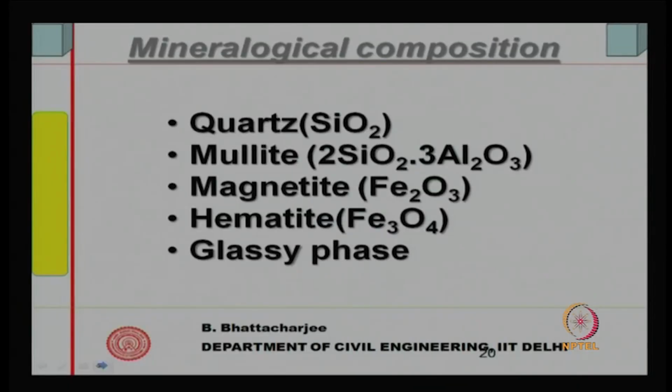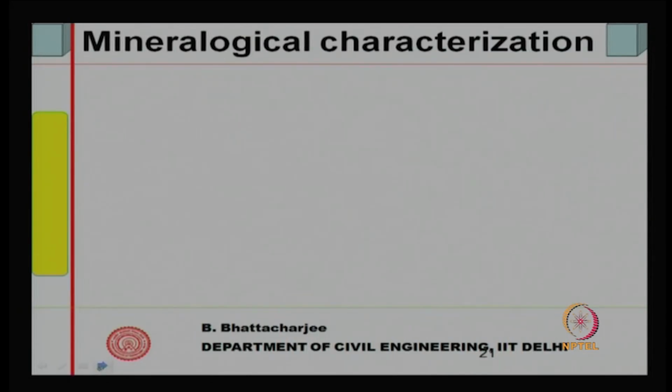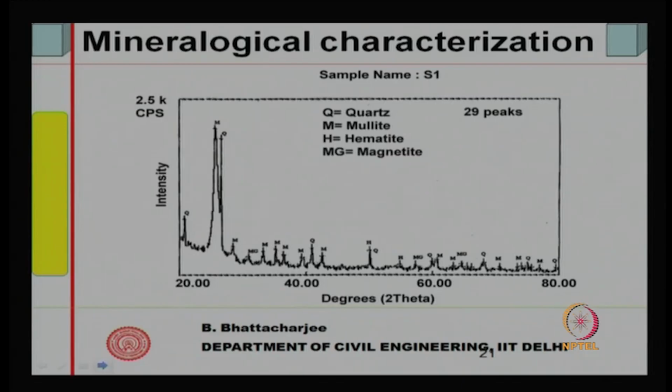Rice husk ash, of course, is cellular in structure. For the mineralogical composition, one looks at quartz, mullite, magnetite, hematite and glassy phases, because this is most important. These are the kind of minerals which are present, and one can obtain them from X-ray diffraction study. For example, this is for fly ashes, you can see that quartz is present, mullite is present, hematite and magnetite are present.